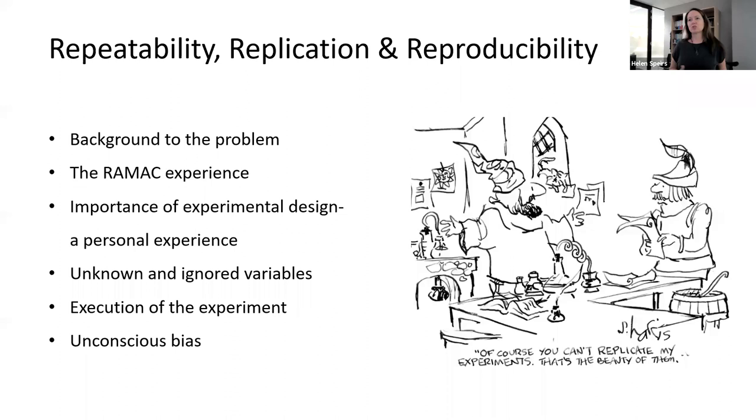So John will lead off by talking about the background to the problem and the scope and scale of it. I'll talk about our experience at the Ramaciotti Centre and what we see across the community. Then we'll hop back to John again, and he can walk us through the importance of spending time doing experimental design and his own personal experience and discussing unknown and ignored variables. Hop back to me to go through the execution of the experiment, the real technical component of actually executing your design. And then back to John again to talk about unconscious bias. So that's where we're heading. I'll hand over to John now and he can walk you through the background to the problem.